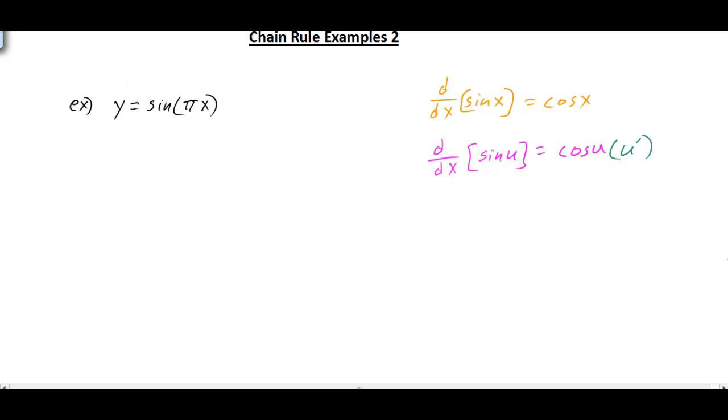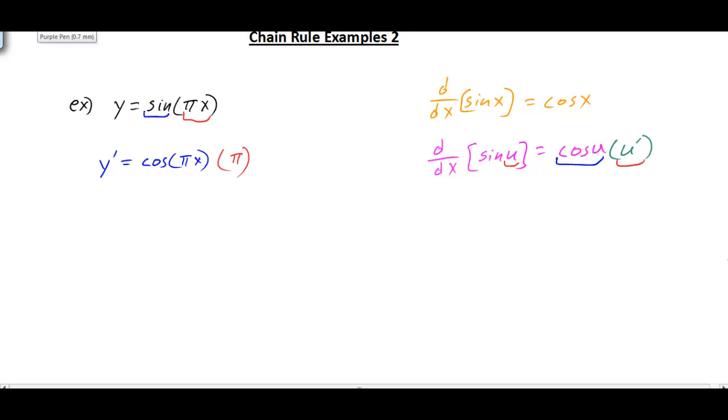We have the outside function, which is your sine function. So this would be y prime equals the derivative of the outside, which is the sine, so that would be the cosine, and we're going to leave everything else the same, so it's still the cosine of pi x. But then we're going to multiply this by the derivative of the inside function. So the inside function here is this u. So the inside function for us is the pi x. So the derivative of pi x would simply be pi.